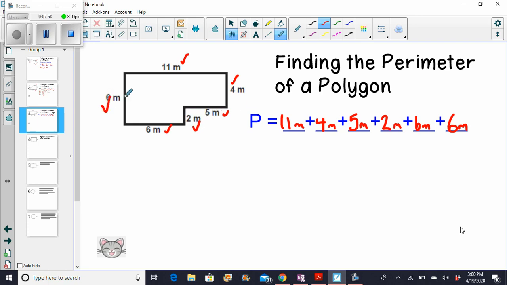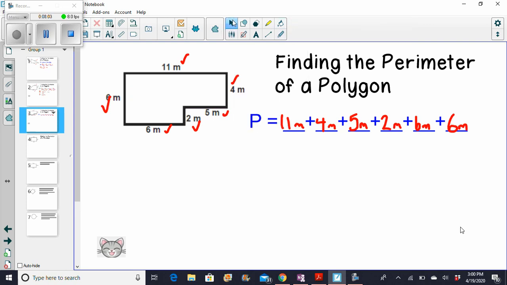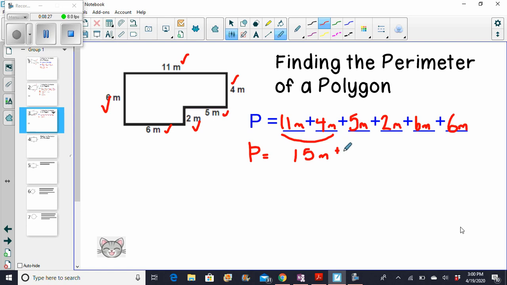So again, if you have many numbers that you are adding together, it really, really helps to do some combining before you try to find the total. It's hard to just stack them all up at once. So perimeter equals, I'm going to start by adding 11 and 4. That's going to give me 15 meters, plus I'm going to just call that 5 right there. I'm going to leave that 5.